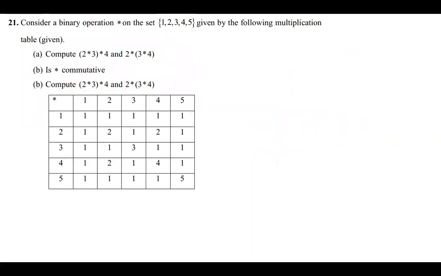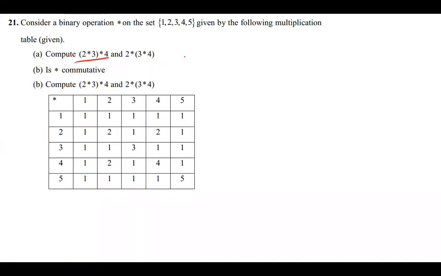Let's move on to this one. So this one says, consider the binary operation star on the set {1, 2, 3, 4, 5}, given by the following multiplication table. Compute (2 star 3) star 4 and 2 star (3 star 4). So we have to compute that.